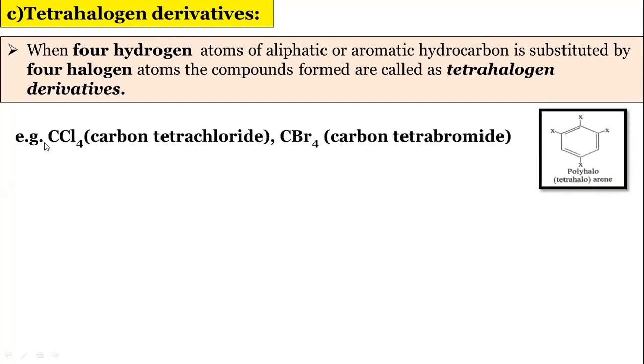So the example of this: all four hydrogens of methane are replaced with chlorine. The name is carbon tetrachloride. If it is replaced with bromine, it is called carbon tetrabromide. And in case of the aromatic system, see here, one, two, three, four hydrogen atoms are replaced. So it is called tetrahalogen derivatives.